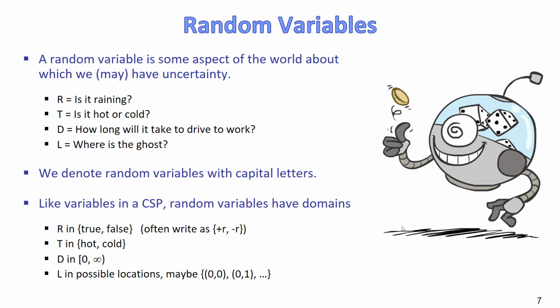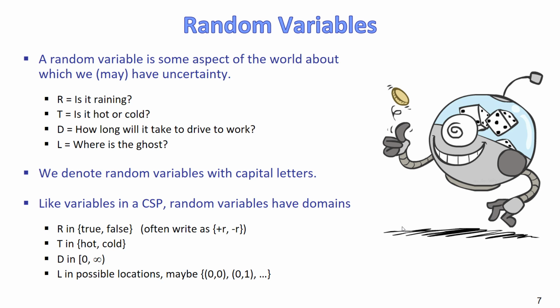Quick summary of what we covered last time. We said that a random variable is something in the world that we are not sure of, or we have some uncertainty about, like whether the temperature is hot or cold, and whether it is raining or not, or where is the ghost in the game that we saw last time, and so on.